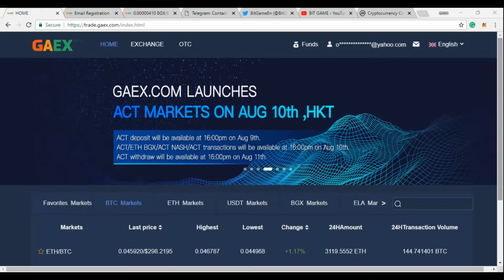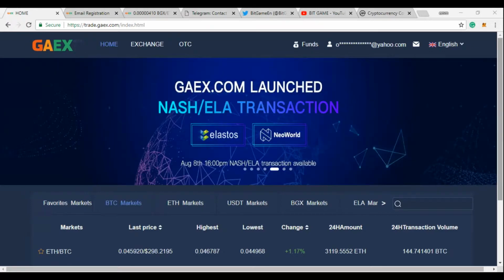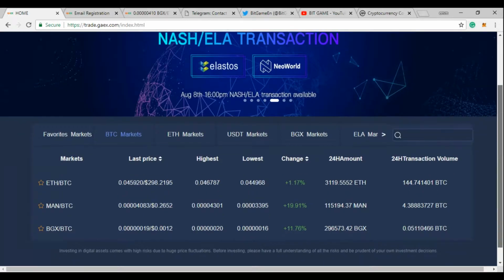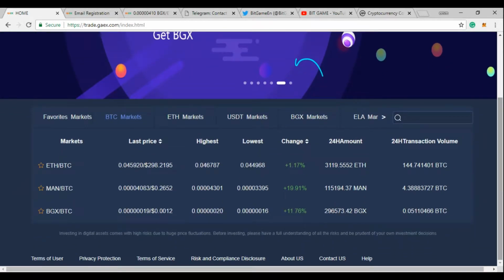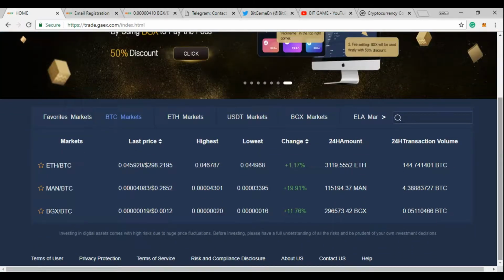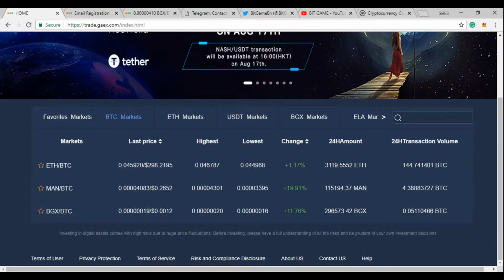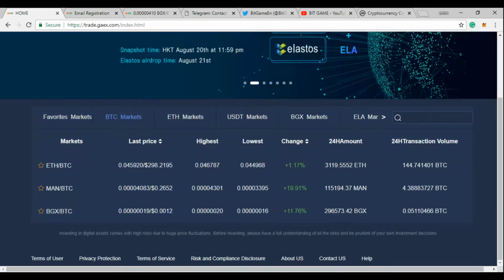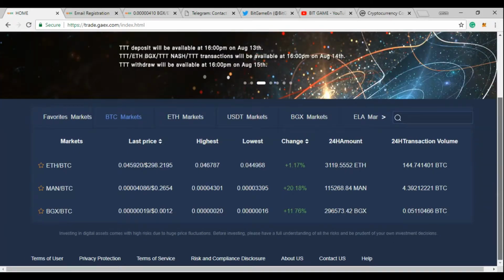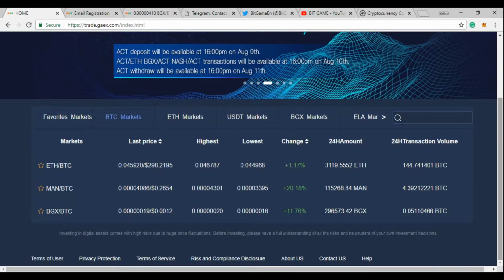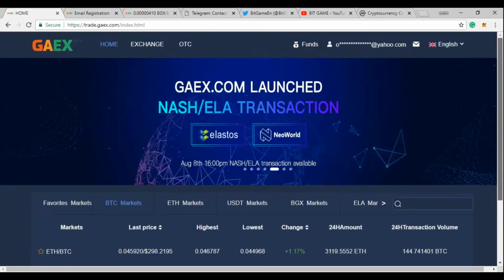Now, this exchange is so beautiful. I love the website. I love everything about this exchange. Well put together, and here you can see the price changes. You can see the Ethereum, you can see the price BGC, this Matrix AI. You can see all the information, the changes that exist here. You can see everything for yourself.